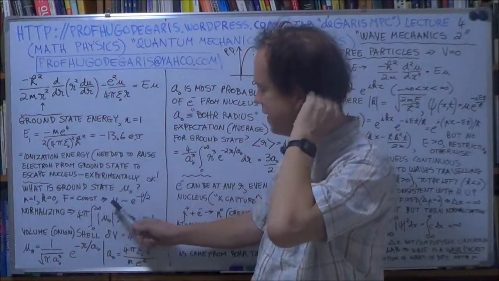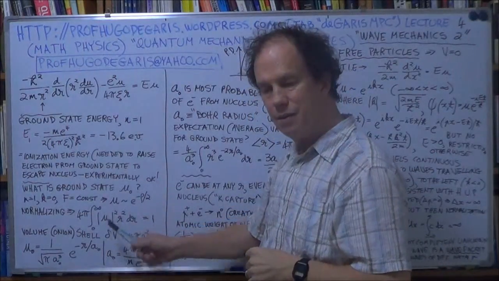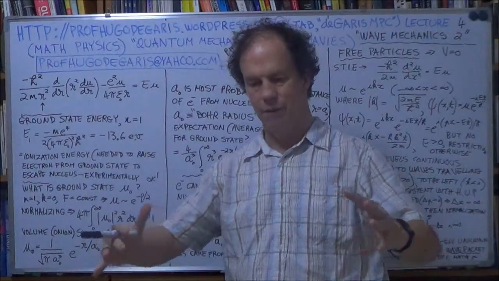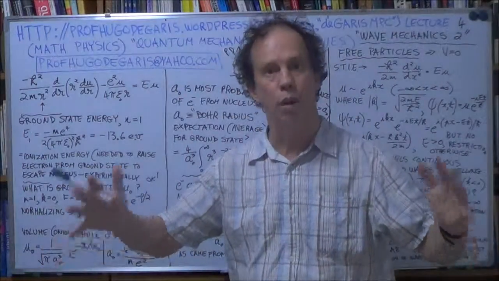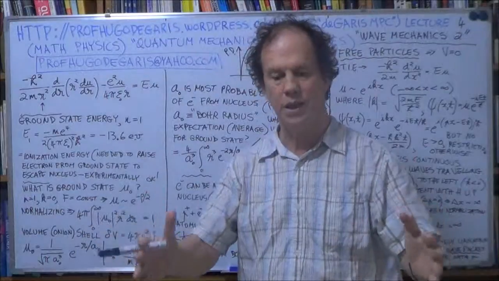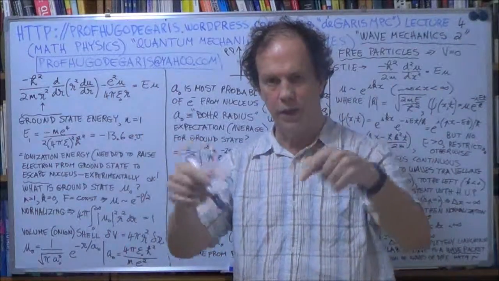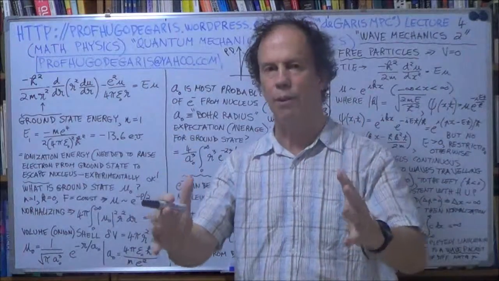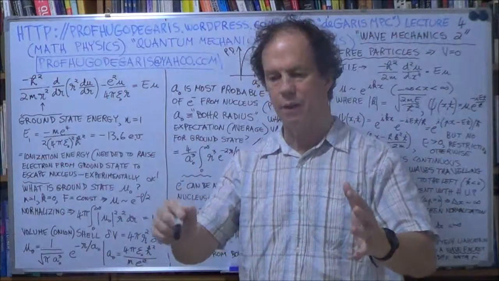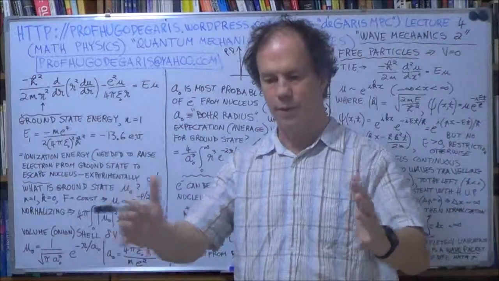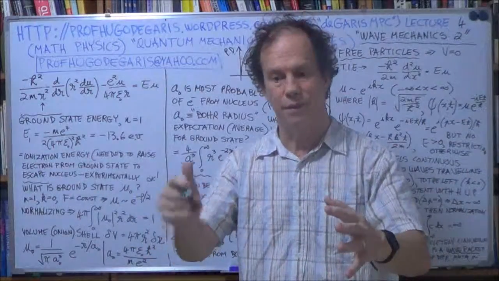So you normalize this. This is the probability density, right? So if you multiply it by the volume that it's in, that gives you the probability. So remember, probability density is, for a given volume, what's the probability of finding the particle in that volume, okay? Times the volume itself. That gives you the probability of finding it.